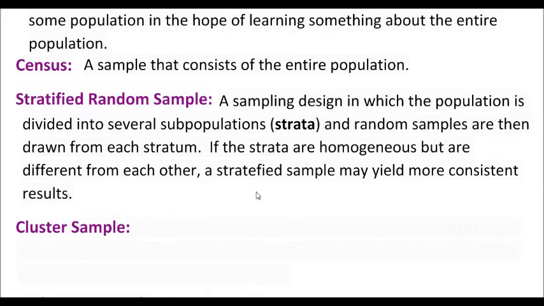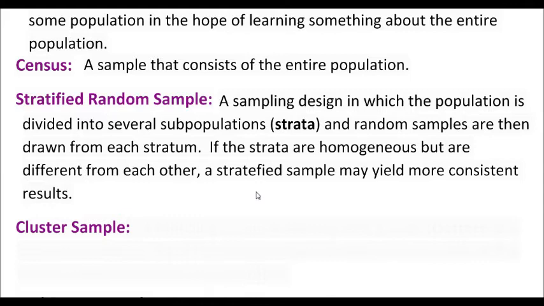So we have subpopulations, or strata. Random samples are drawn from each particular stratum to make sure that you maintain those populations. If the strata are homogeneous, but are different from each other, a stratified sample may yield more consistent results. Homogeneous means that they are layered out. For example, a homogeneous mixing of oil and vinegar or oil and water, you will actually see the specific layers.